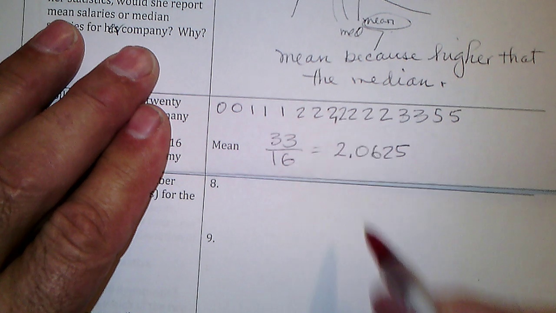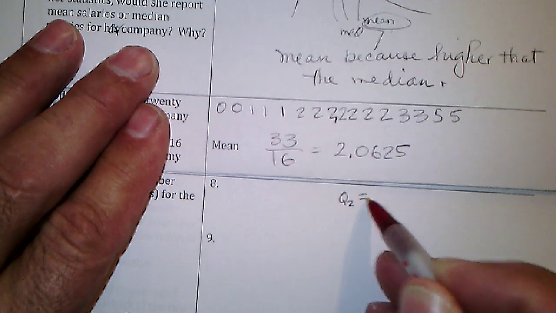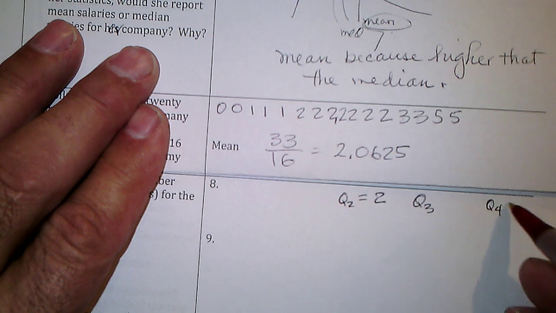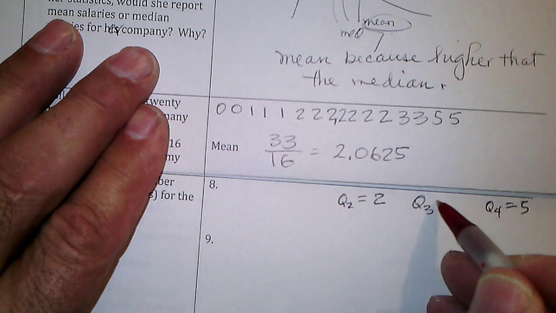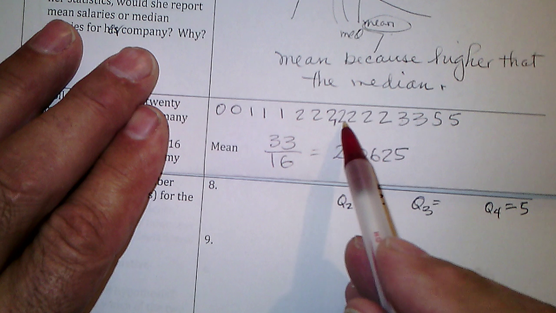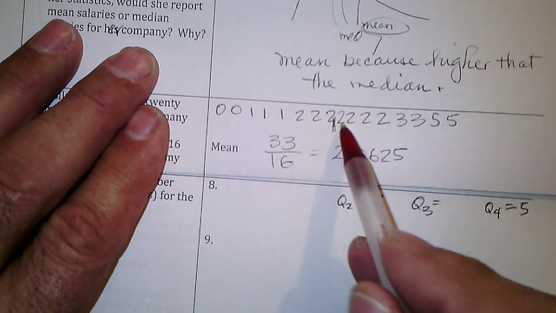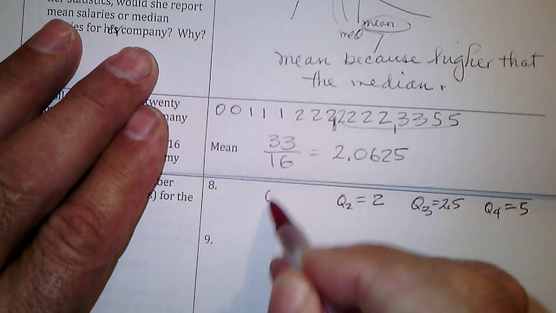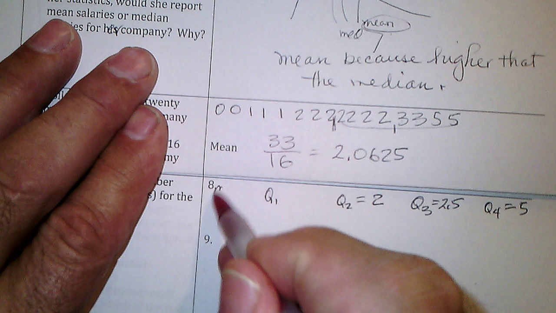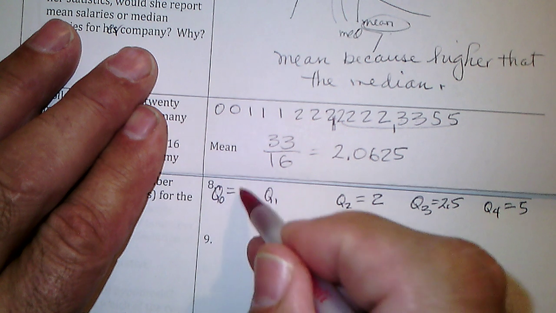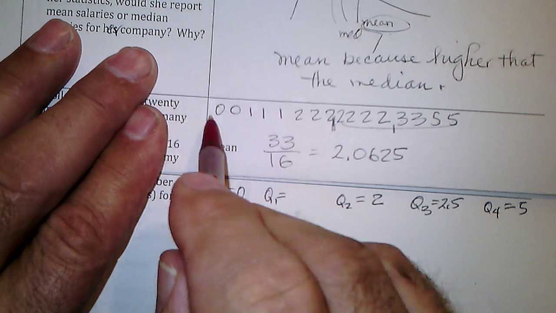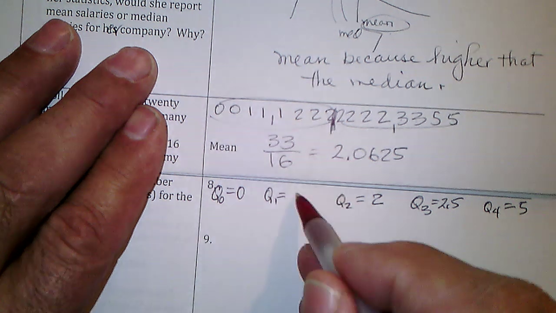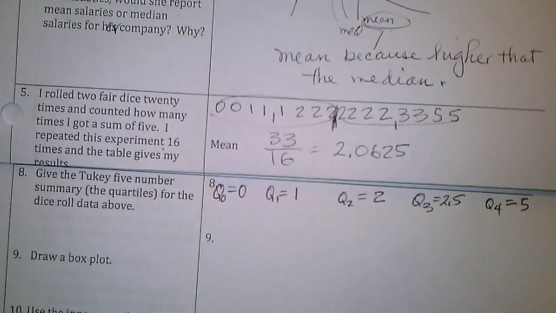So the median was 2, so that's Q2 is 2. Q4 is the max, which is 5. The upper quartile, Q3, since this doesn't fall on a value, goes halfway between these, which is right there, so that's 2.5. Q0 is the minimum, which was a 0, and Q1 is halfway between here, and since it falls between, we use all 8 of these, and that falls between 1 and 1, which is 1. So there's a 5-number summary.